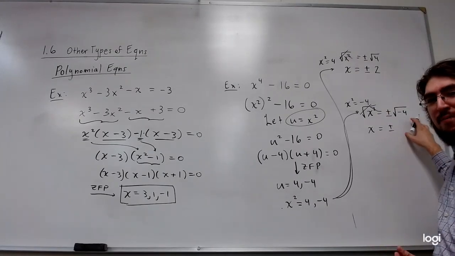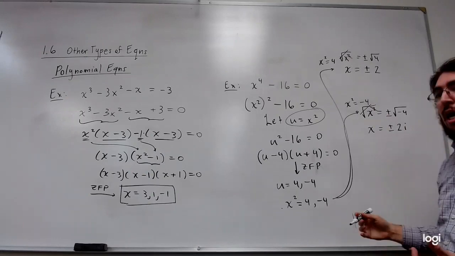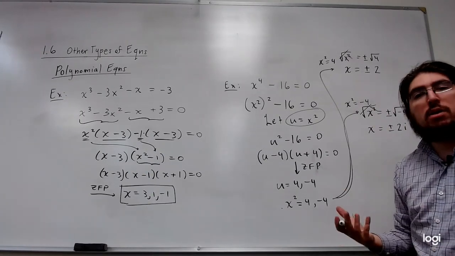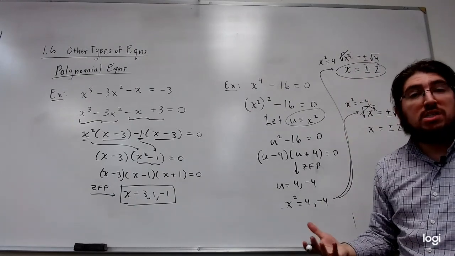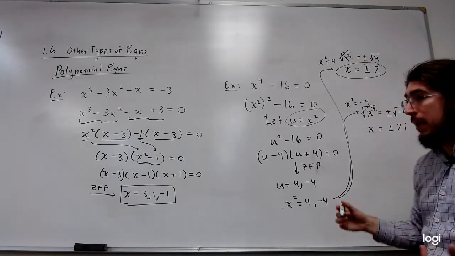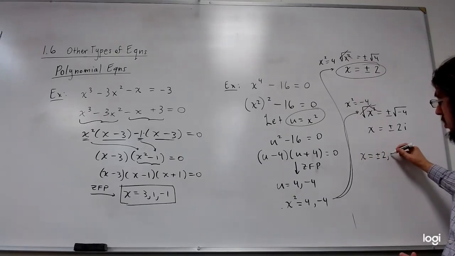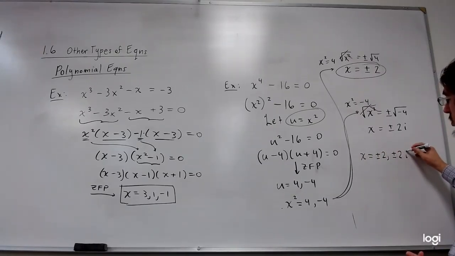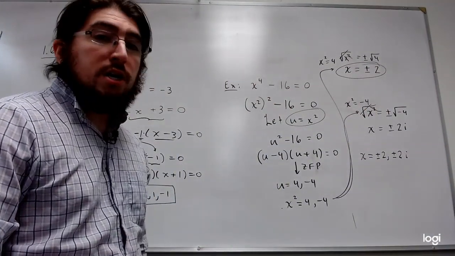Since it's negative 4, remember what we saw from 1.5, this is 2i. So it's not a real solution. So if you want to look at only real solutions, these are the only ones. But if you want to look at all solutions and you don't care about real or complex solutions, then we actually have four answers, plus or minus 2 and plus or minus 2i. And now we'll take a look at one more example of quadratic form right now.